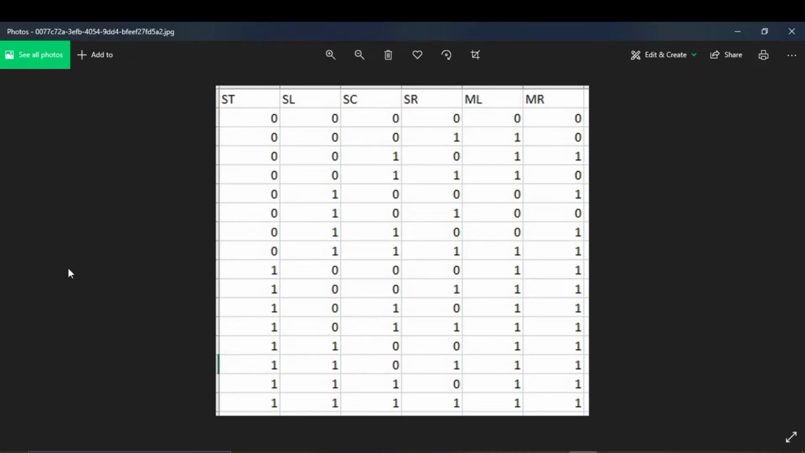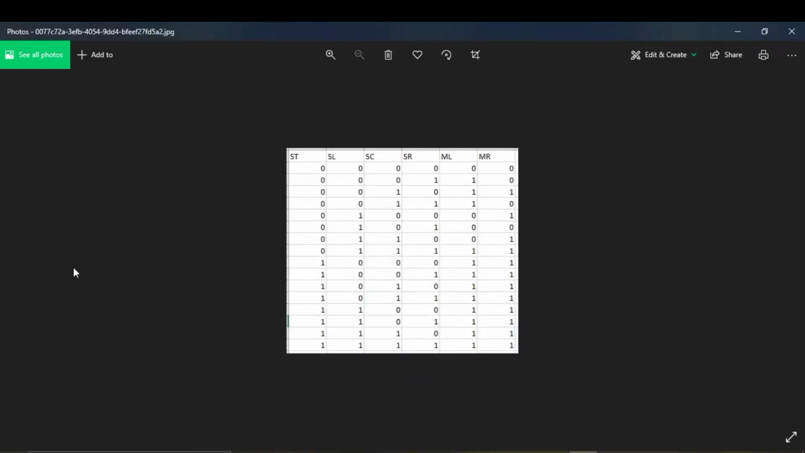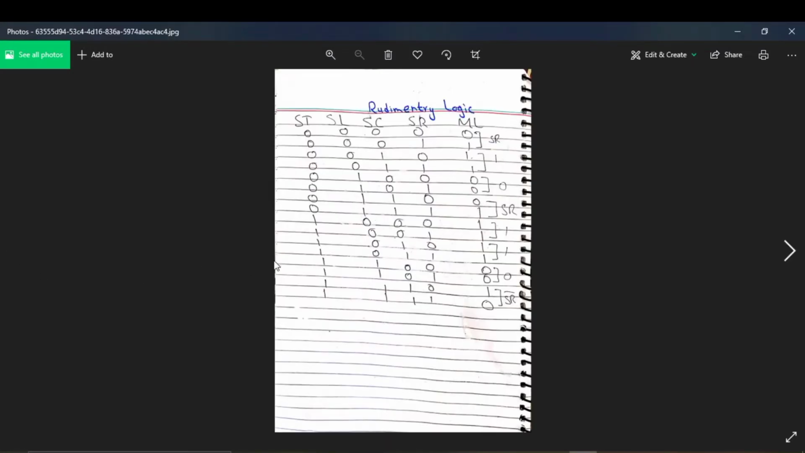Here you will see the rudimentary logic for the left motor that I have implemented. These are the inputs for the sensors that I have already explained. I'm just using the left motor; the rudimentary logic will be the same for the right motor as well, so you can also implement it on your own. Here I have to just compare it with any one input, and then we will see that the SR is quite matching with it.